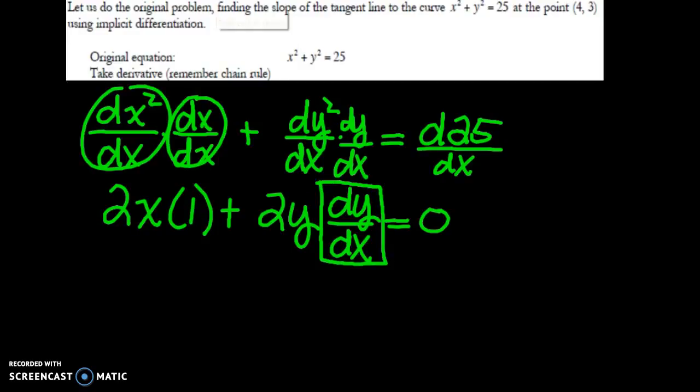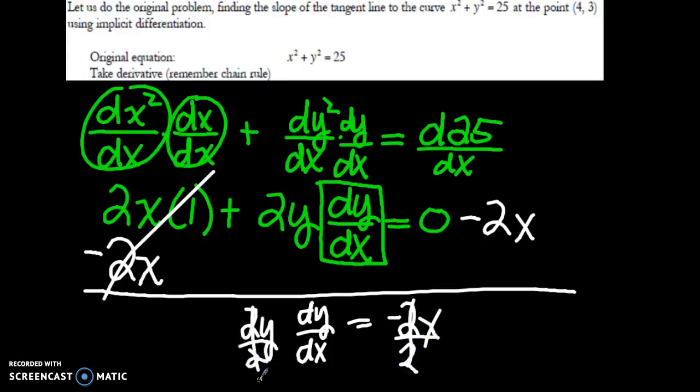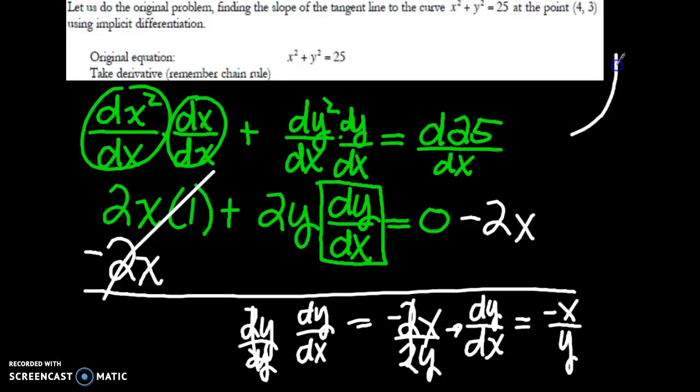And so I'm just going to put all the dy dx terms on one side and put all the other terms on the other. Okay, 2y. Okay, we can divide by 2. The 2's go away. And then we'll divide by y as well. dy dx equals negative x over y. And that's your answer. Now we can plug in the values that were given right there, and that leaves us with negative 4 over 3.